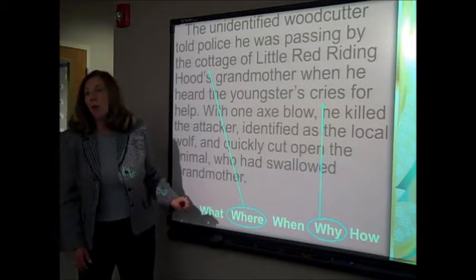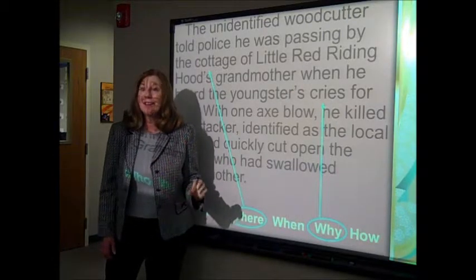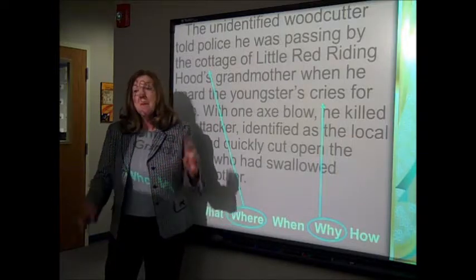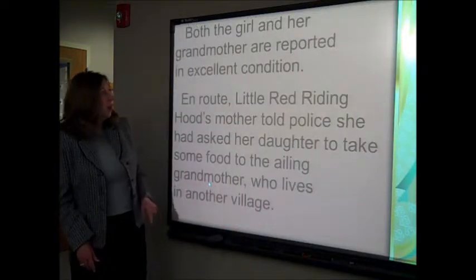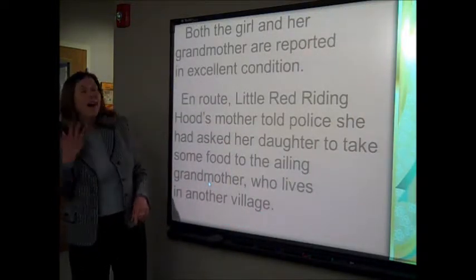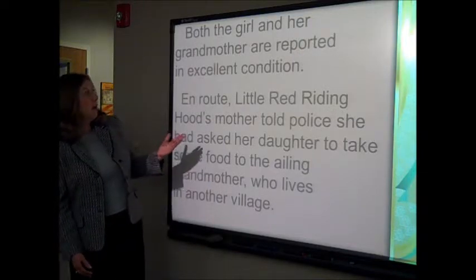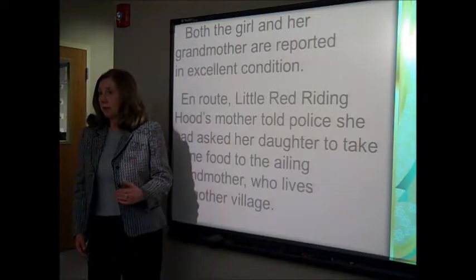Now, what do inquiring minds want to know? There's a lot of unanswered questions, like what neighborhood is this in? But at this point, both the girl and her grandmother are reported in excellent condition.